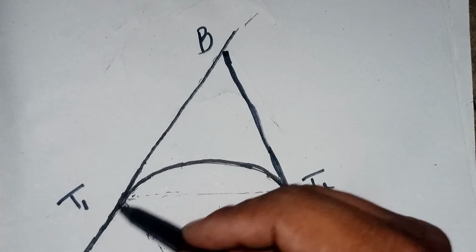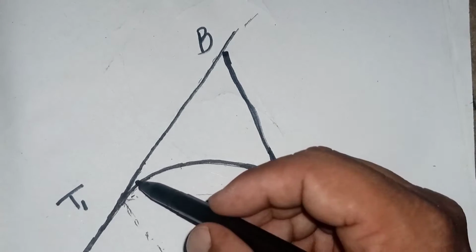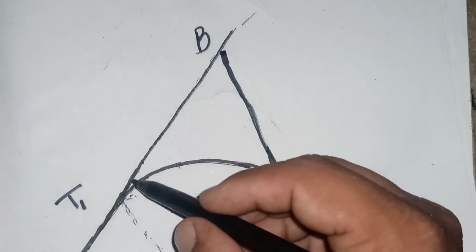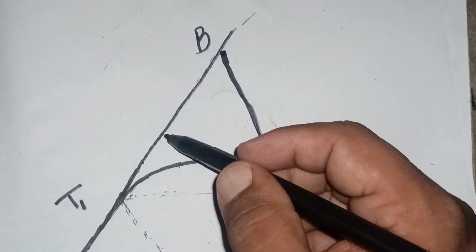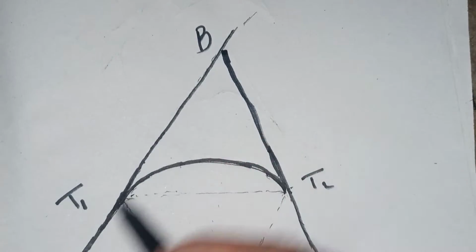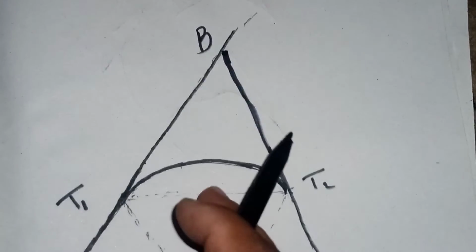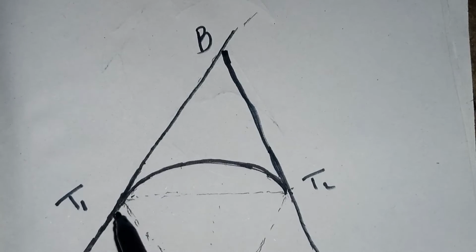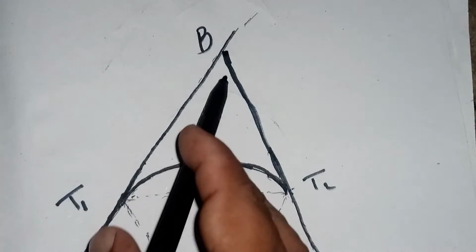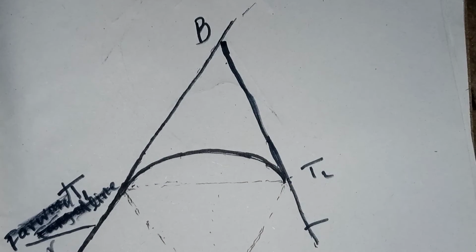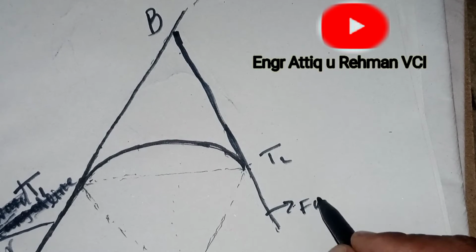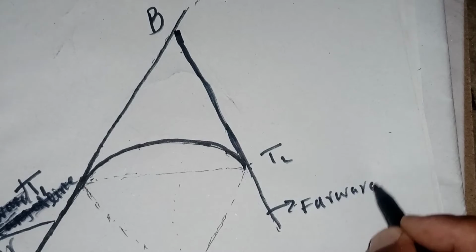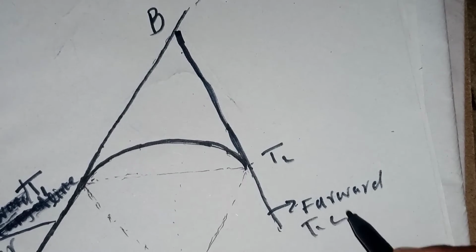So we have drawn this first line and change. This distance, this length, this line will be called first tangent line or a rear tangent, and after this the other lines will be called second tangent line or forward tangent line. So this is called a rear tangent line, and this is called a forward tangent line.